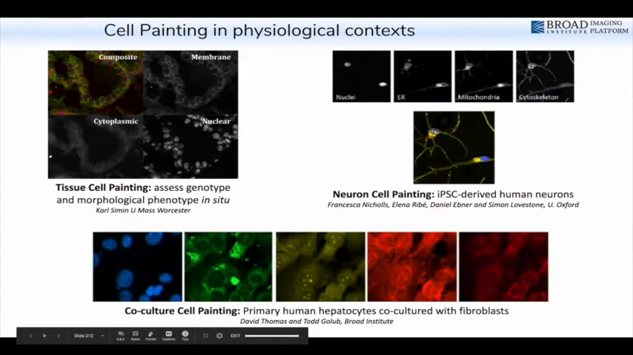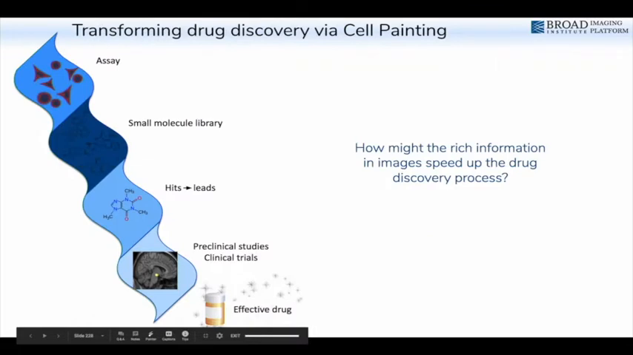Cell Painting has been used primarily in cultured cell lines so far, but we have ideas for how we could extend this to tissues. Some researchers have converted it to work well on neurons, as well as co-cultures, which are not exactly tissues in a dish, but they're at least a little more complex than cultured cancer cell lines.